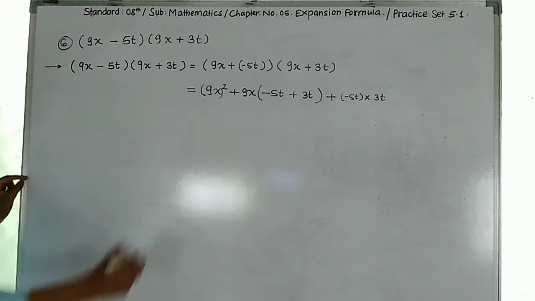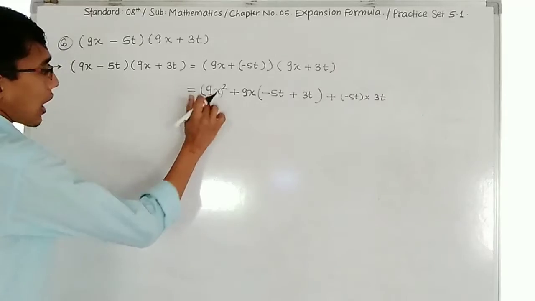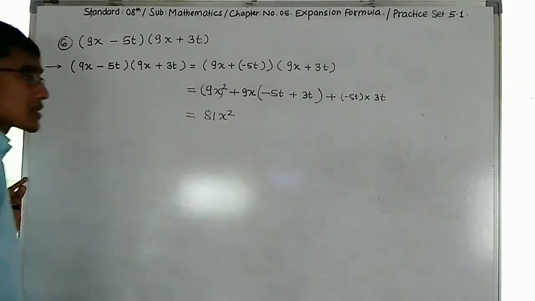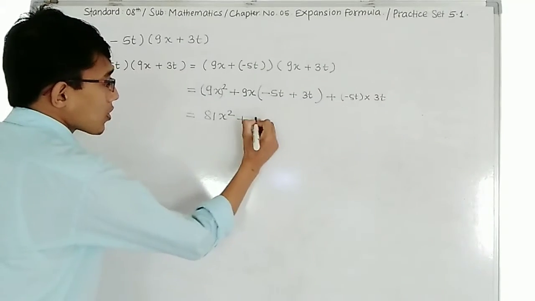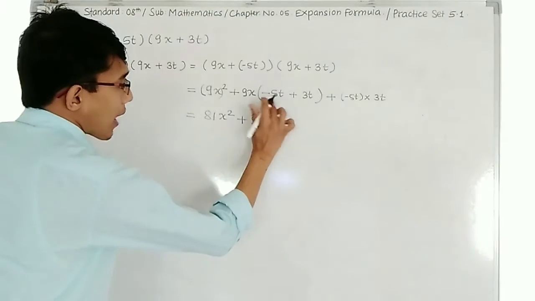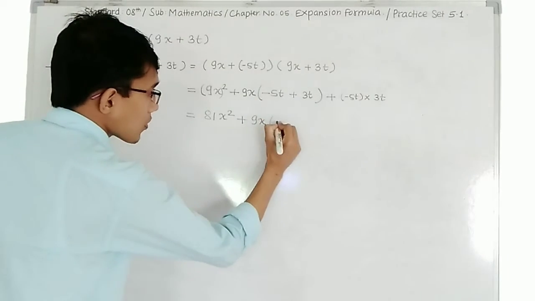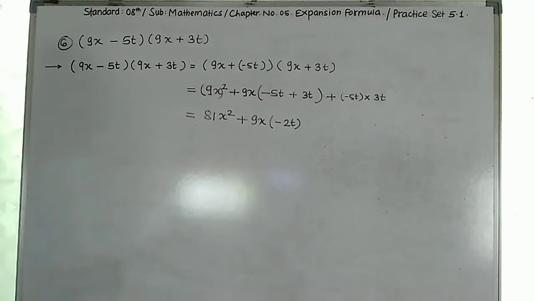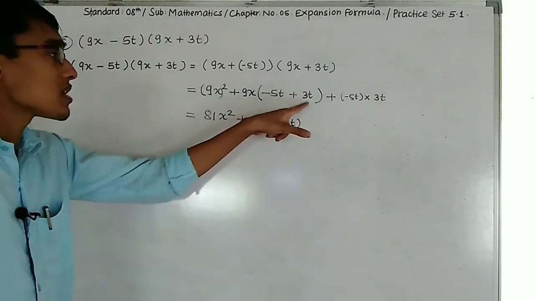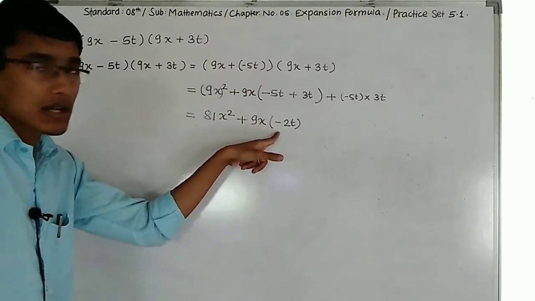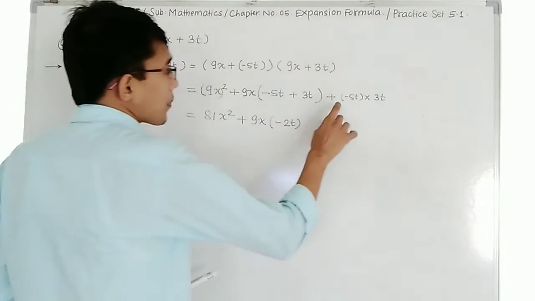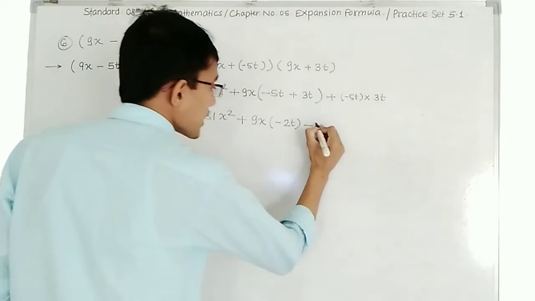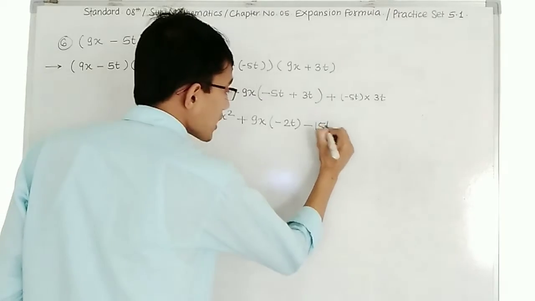Okay, then we have got 9 square is 81 and x square, so 81 x square plus 9x. Now minus 5t plus 3t is nothing but minus 2t. Okay, minus 5t plus 3t क्या होगा? minus 2t होगा. Okay, 5 minus 3 क्या होता है? 2 होता है. Sign of bigger number, minus sign. Okay, then यहाँ पे प्लस इंटू माइनस क्या हो जाएगा? माइनस हो जाएगा. 5 इंटू 3 क्या हो जाएगा? 15 और t इंटू t क्या हो जाएगा? t square.